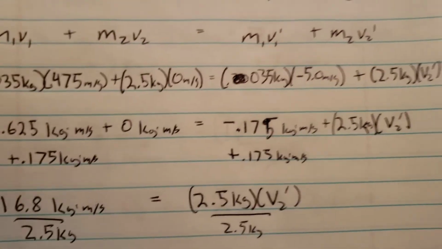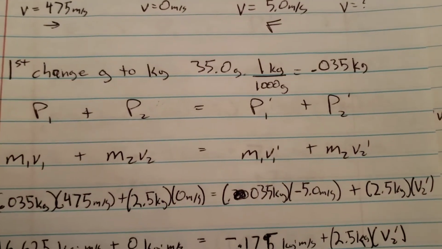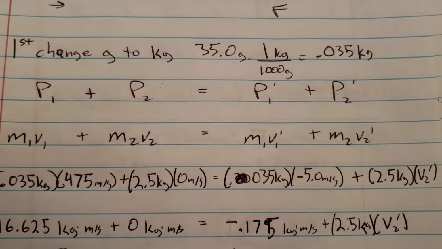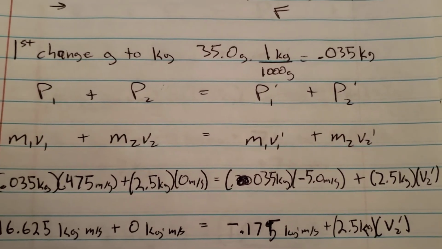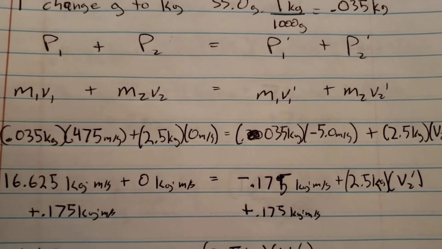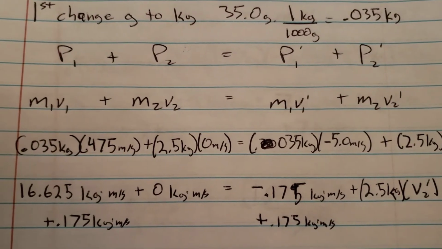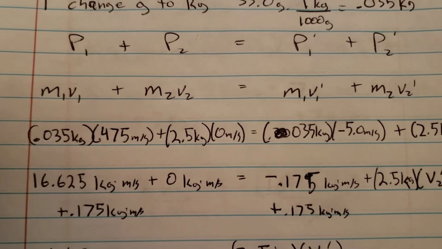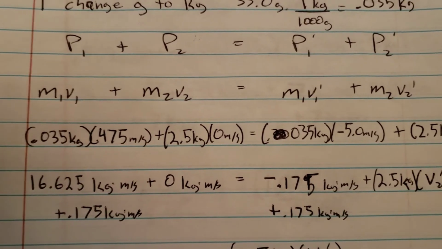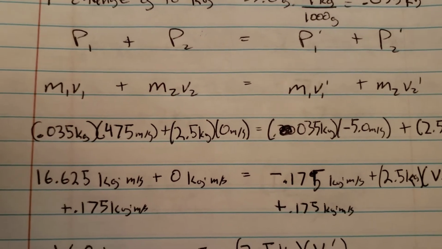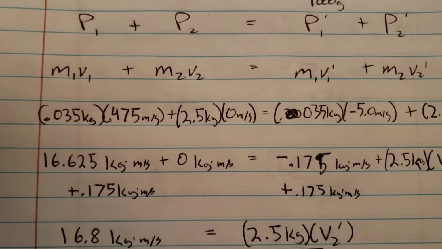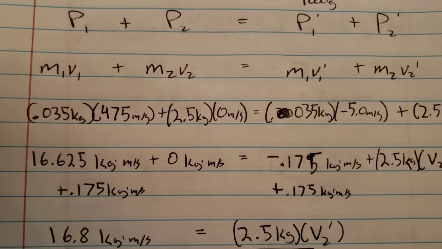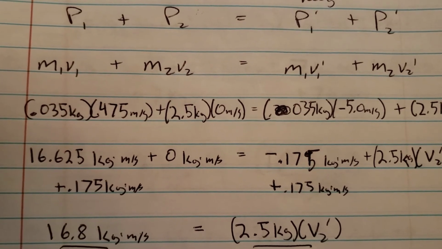Now, continuing on our equation, to solve for V2 prime, our first step is to move the negative 0.175. We do this by adding it to both sides. Adding it on the right causes it to cancel out. Adding it to the left will give us 16.625 plus 0.175. When we add those two together, along with the 0, which is kind of unnecessary, we get 16.8 kilograms times meters per second, equal to 2.5 kilograms times V2 prime.